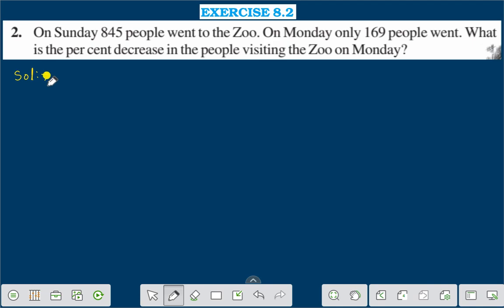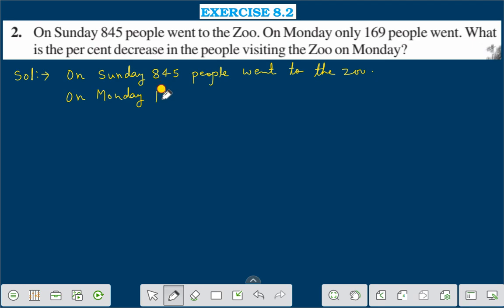Therefore, decrease in the number of people. On Sunday, 845 people went to the zoo. On Monday, 169 people went to the zoo.